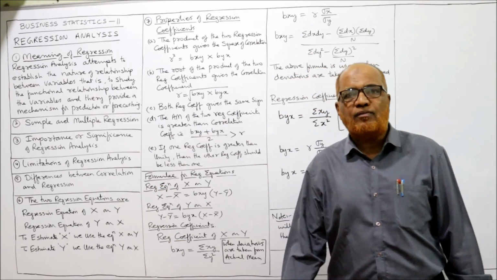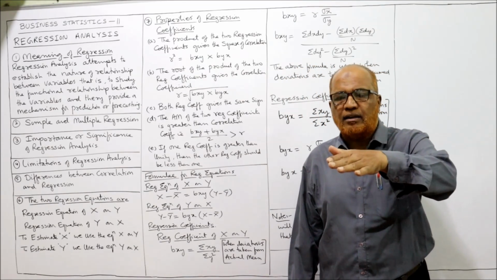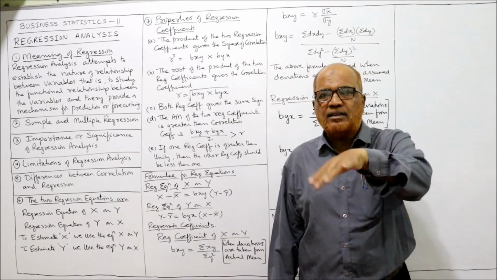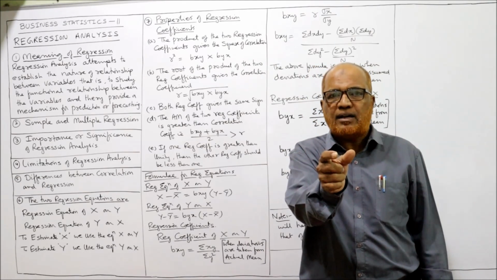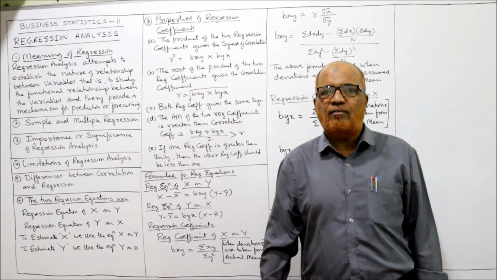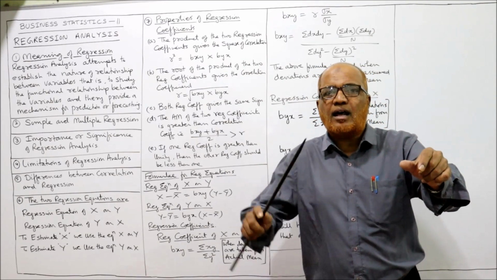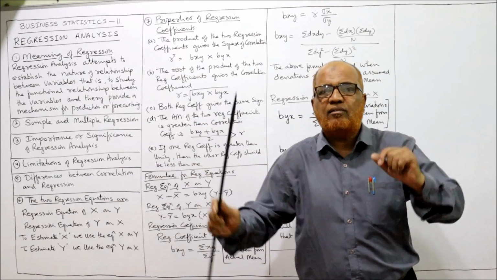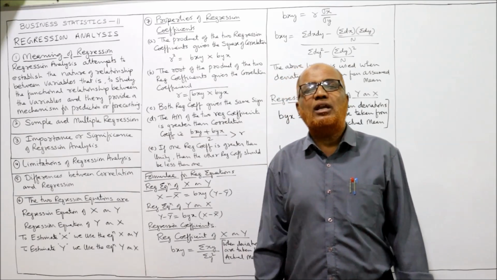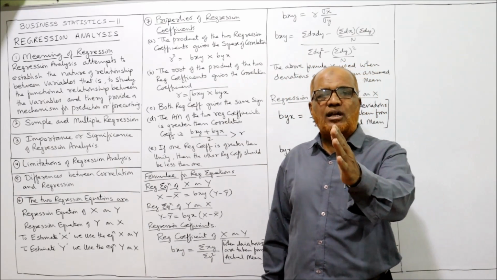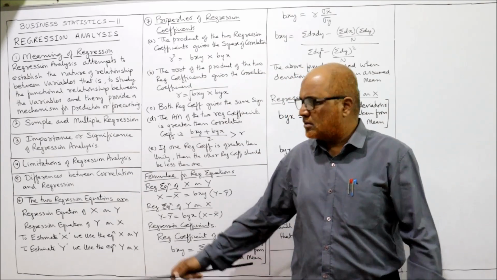Now there are two types of regression because we have two variables, x and y. One variable is independent, the other variable is dependent. Simple example: if x is the independent variable, y is the dependent variable. If any change occurs in x, a corresponding change will occur in y. Two variables are there. That's why we will have two regression equations. One regression equation is x on y, the other regression equation is y on x.